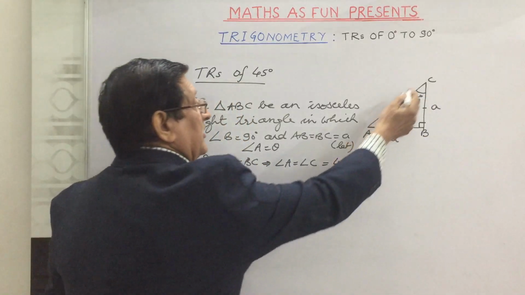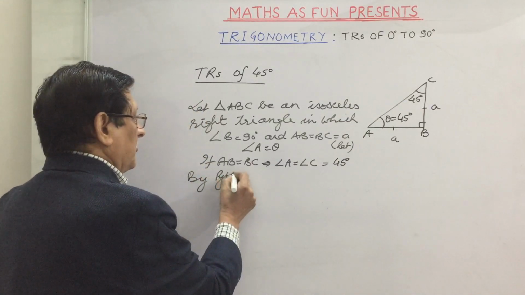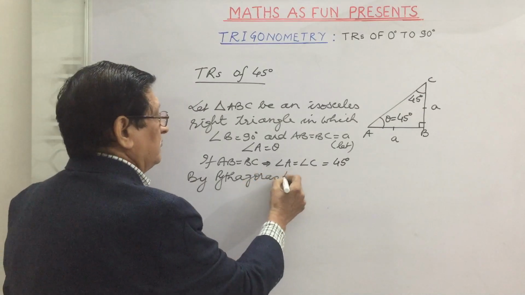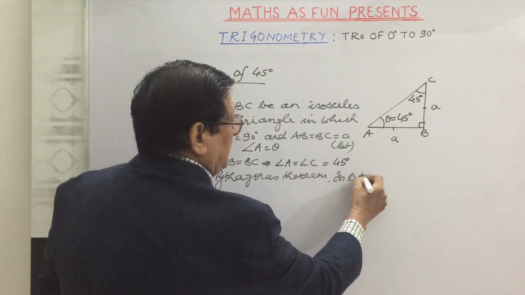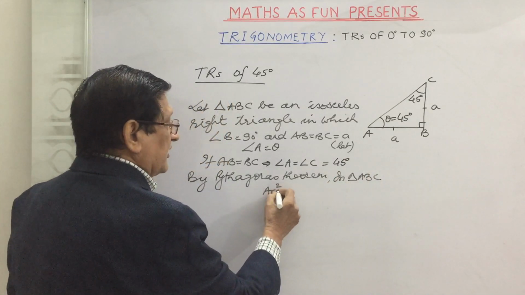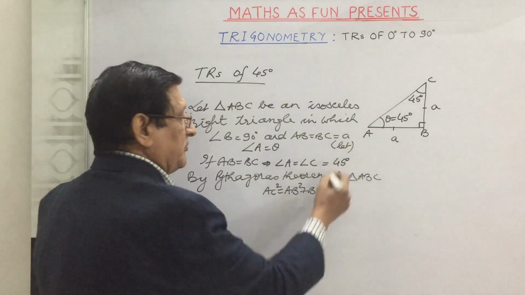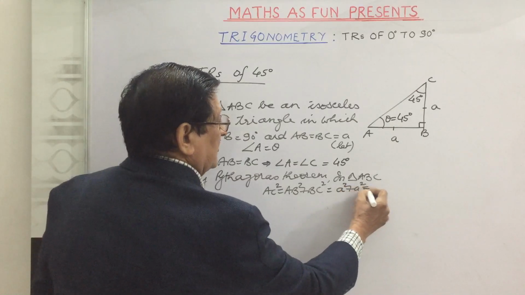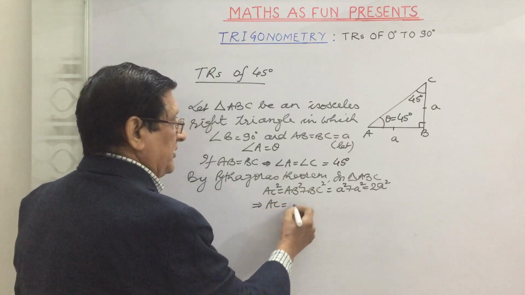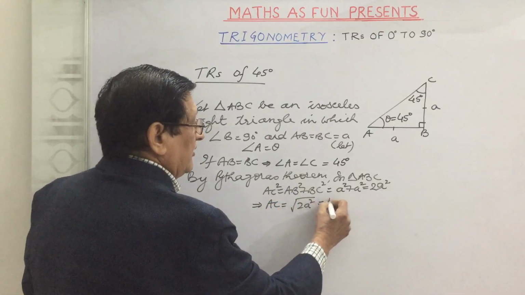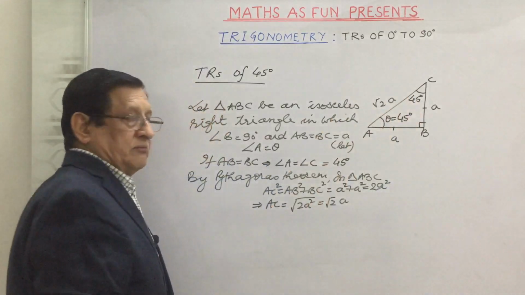Now we have to find out the length of AC. How to find? By using Pythagoras theorem. By Pythagoras theorem, we find in triangle ABC that AC square is equal to AB square plus BC square, which will be here A square plus A square, which is equal to 2A square. It means the length of AC will be root of 2A square, which is root 2A. We have got the length of this also as root 2A.